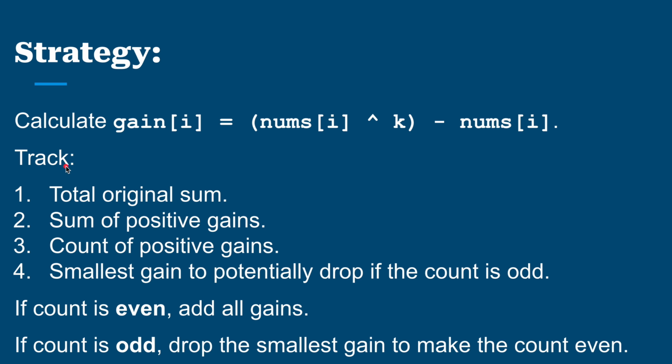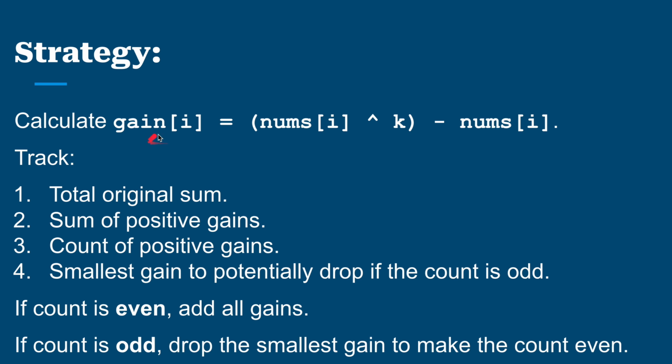Now we have to track the total original sum, the sum of positive gains, the count of positive gains, and the smallest gain to potentially drop if the count is odd. If the count is even, add all gains. If the count is odd, drop the smallest gain to make the count even.